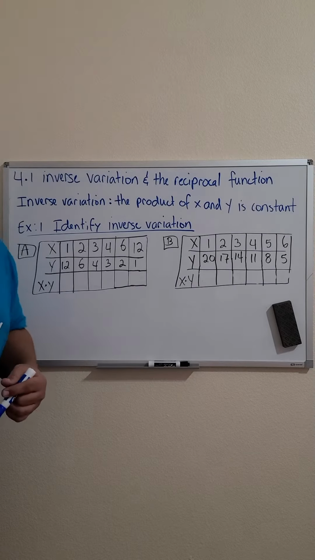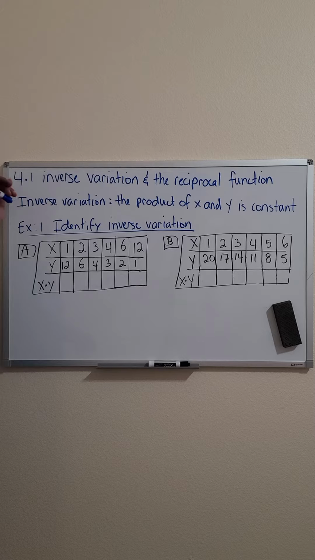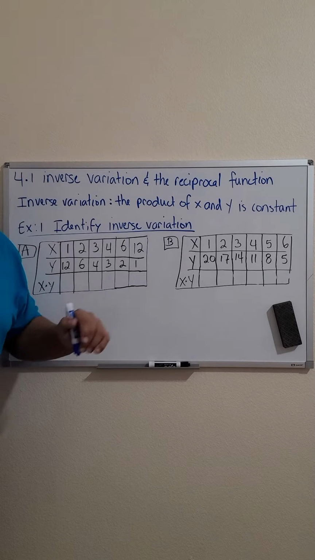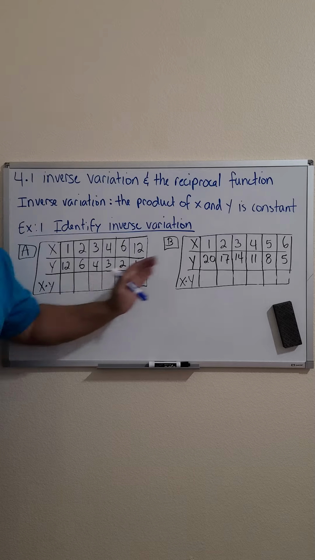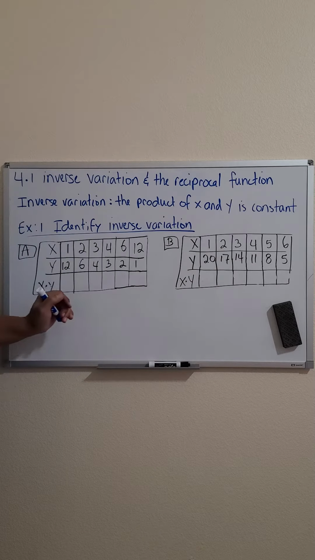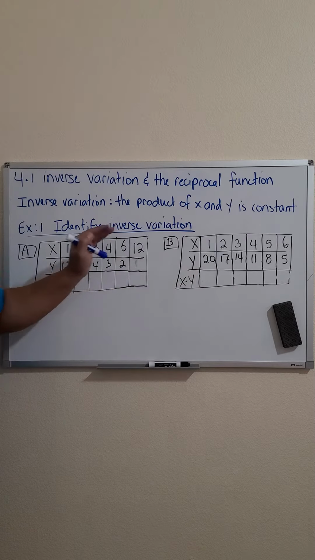Hey guys, in today's video we're going to be learning about 4.1, which is called inverse variation. We'll also be talking about the reciprocal function. So in example 1 we're given two tables and we have to identify if both of these tables are what they call an inverse variation.